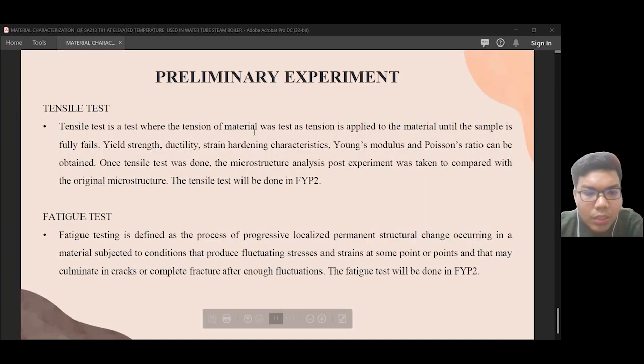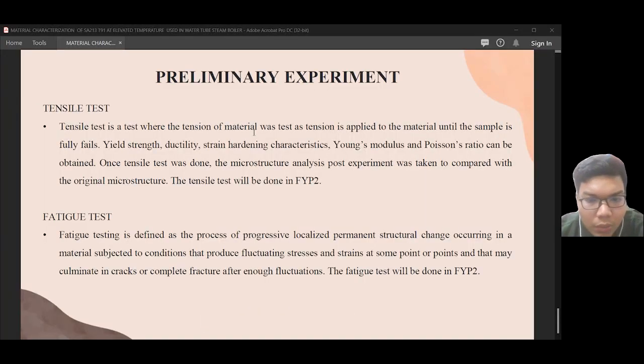Fatigue testing is defined as the process of progressive localized permanent structural change occurring in a material subjected to conditions that produce fluctuating stress and strain at some point, that may produce crack or complete fracture after enough fluctuation. In an easier understanding, by doing fatigue test, we can know the damage and failure of material under cyclic load. The test will be done in FYP2.